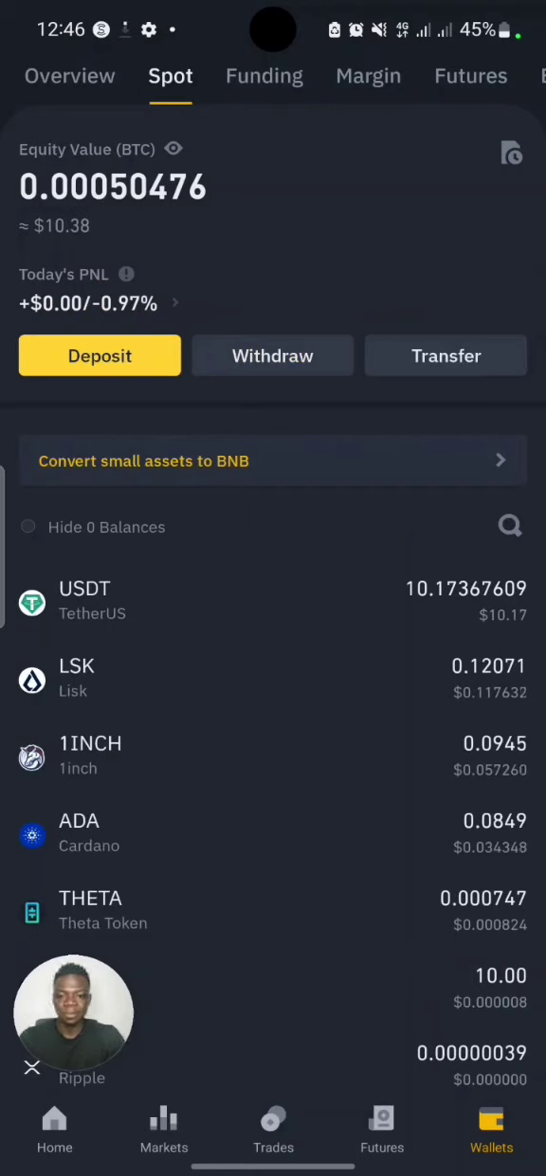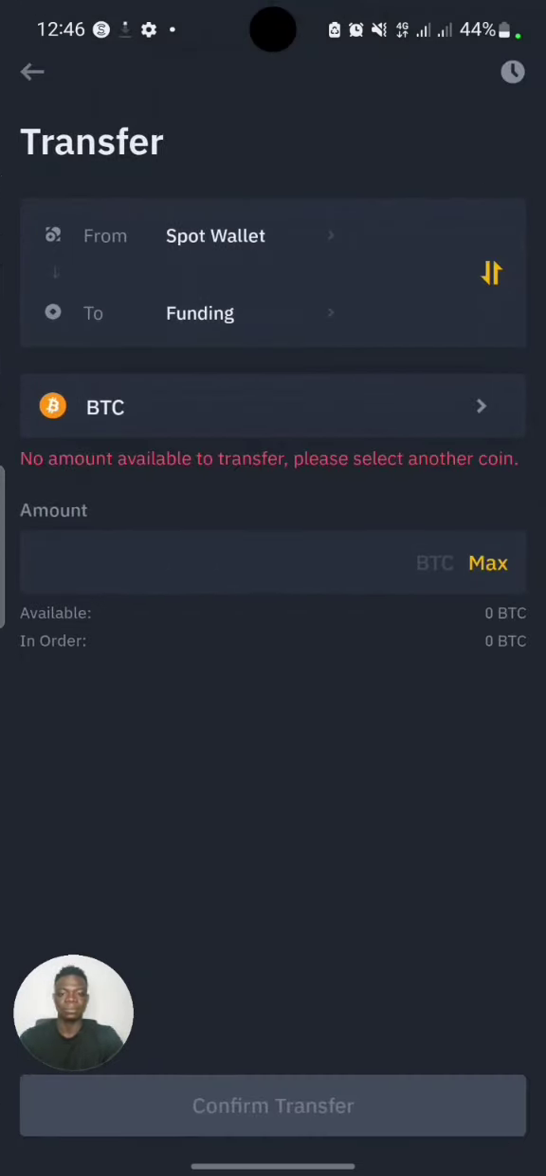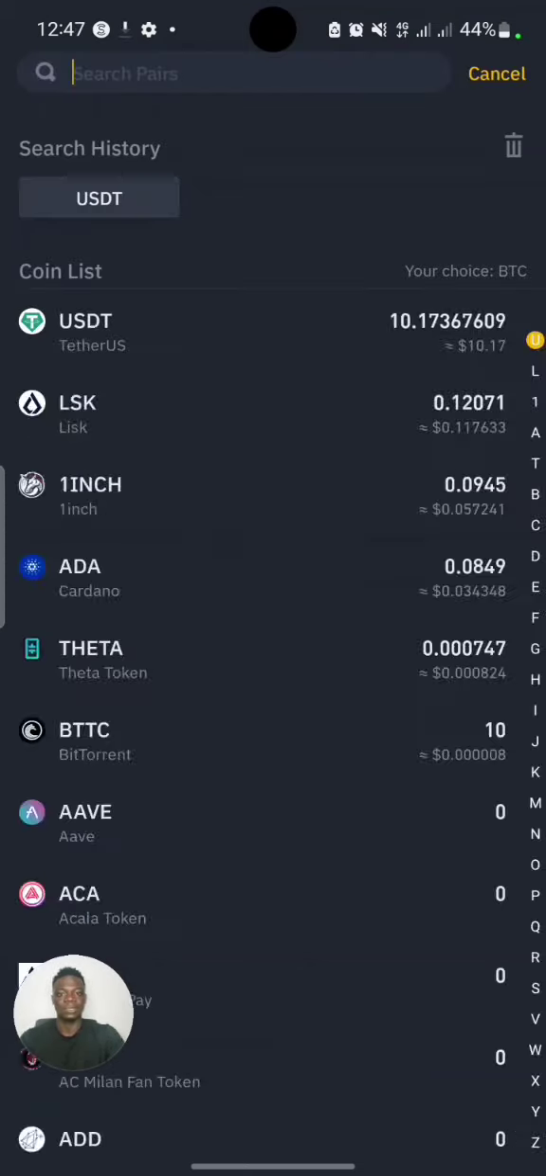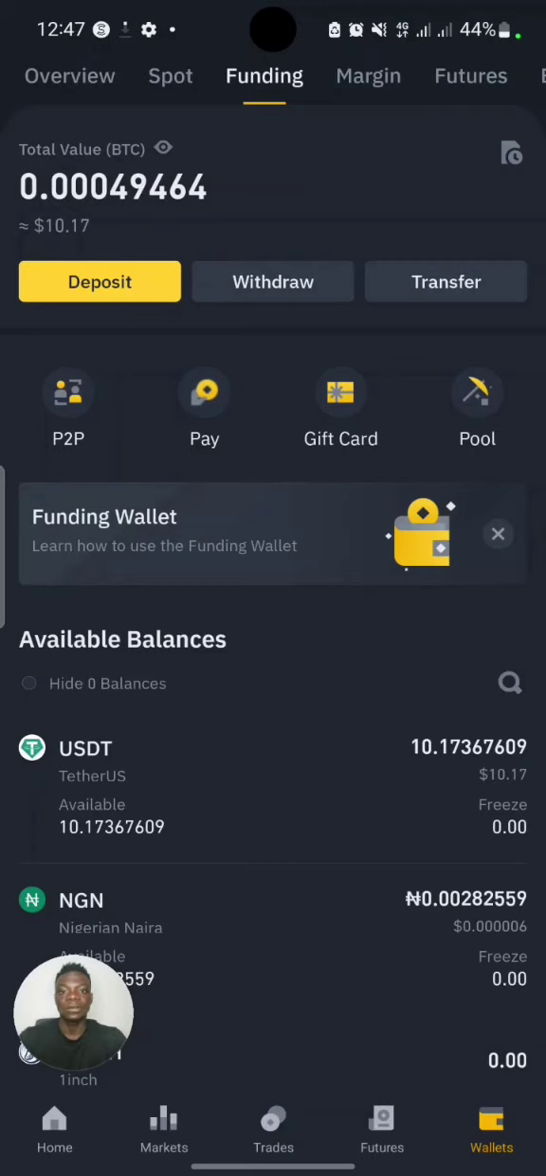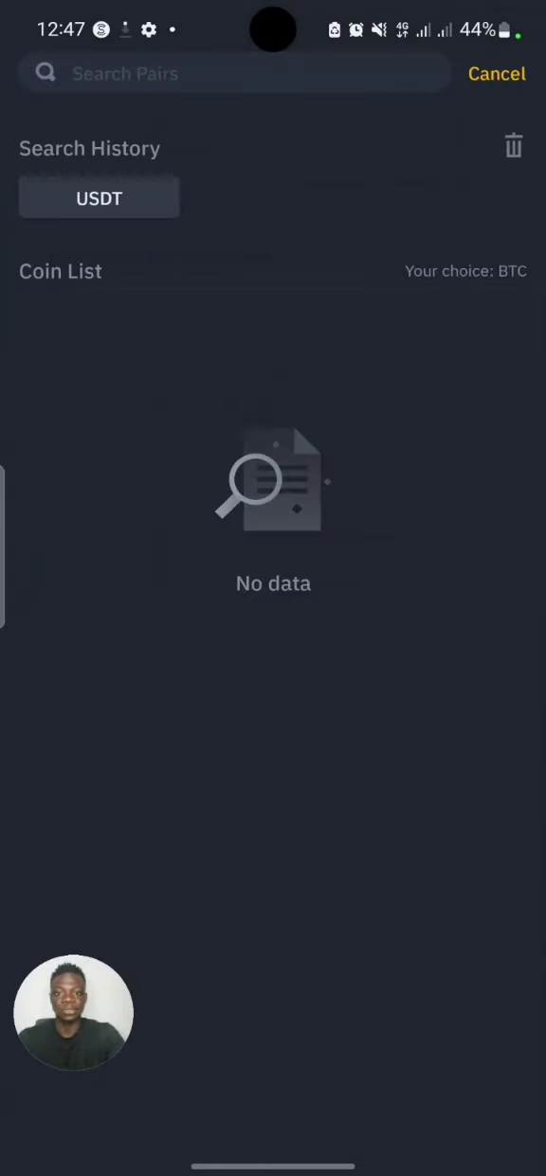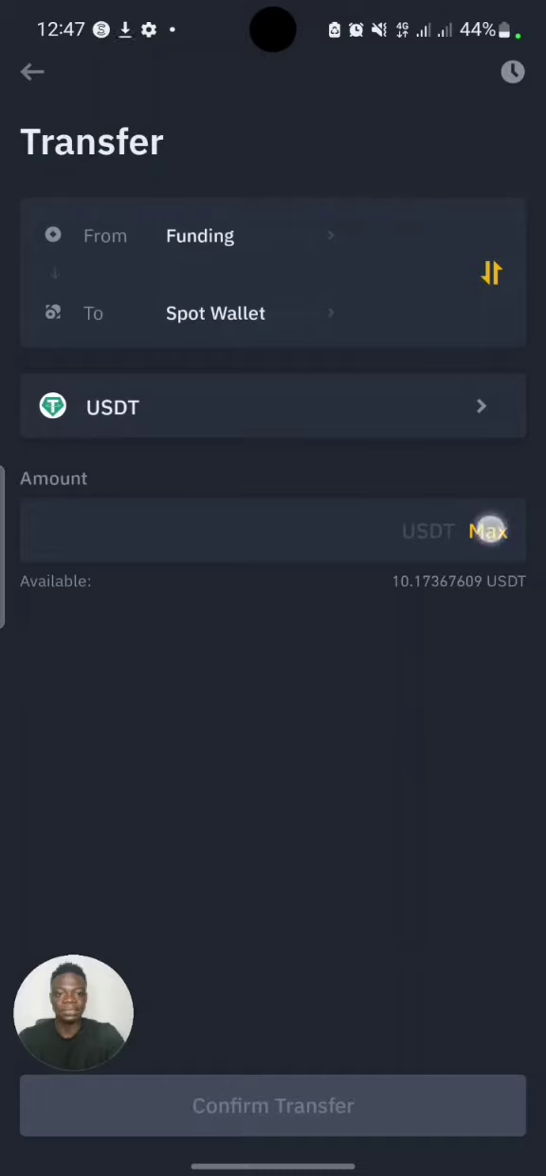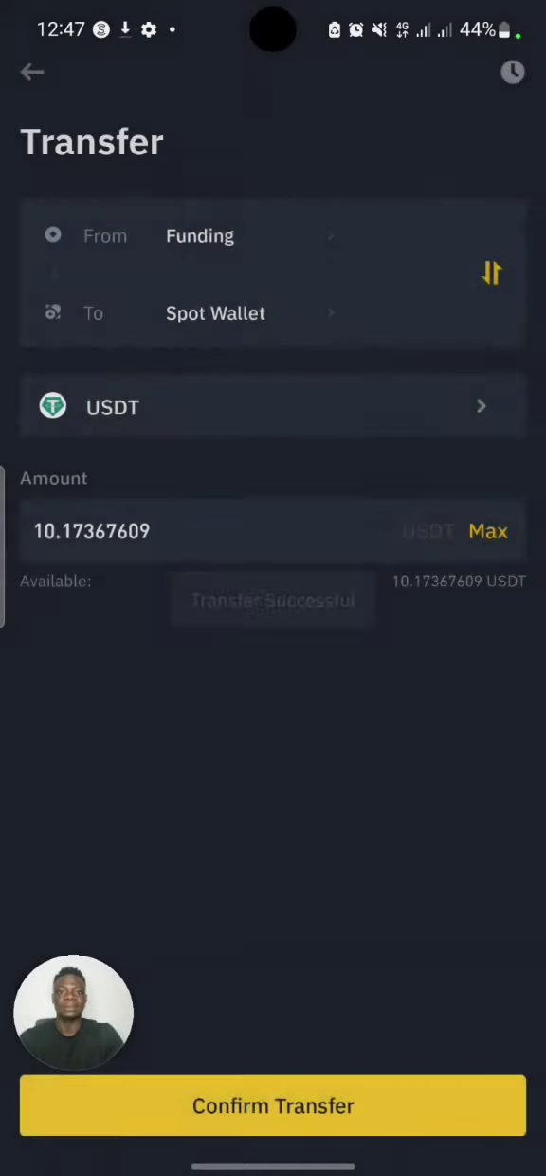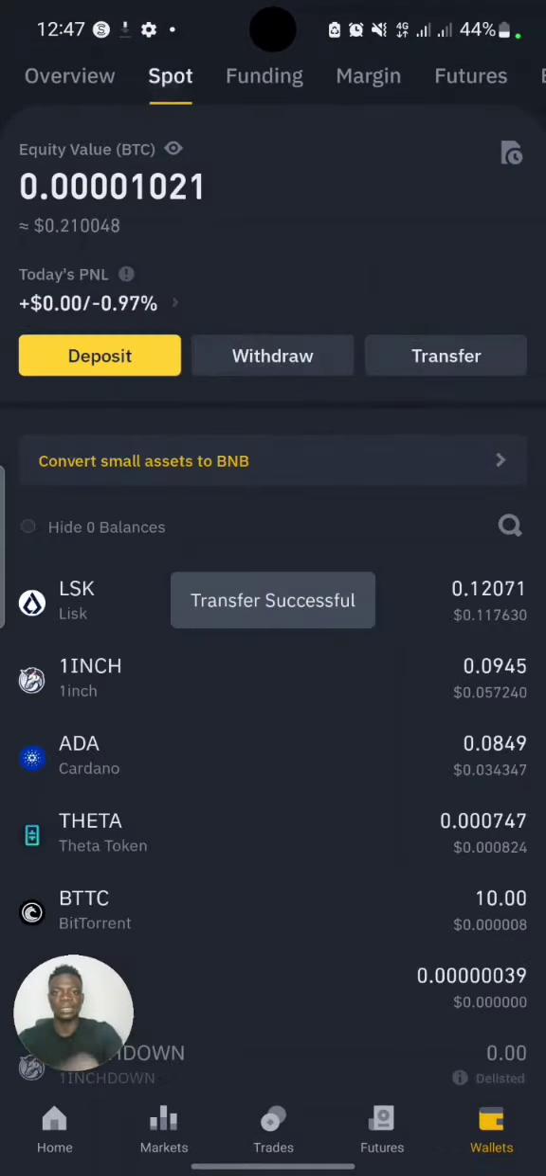So if I want to place any trade on futures, I have to use this transfer icon. I'll click on it, click on transfer, right, click USDT. If you buy USDT on Binance P2P, it's coming straight to your funding wallet. So you have to transfer it from the funding wallet to the spot wallet, click transfer, confirm the transfer.